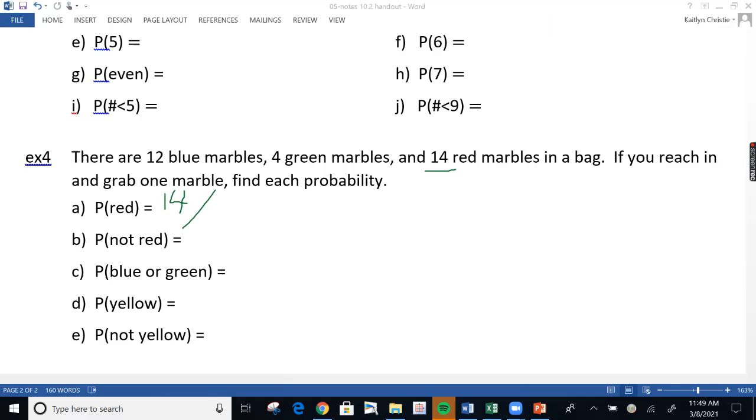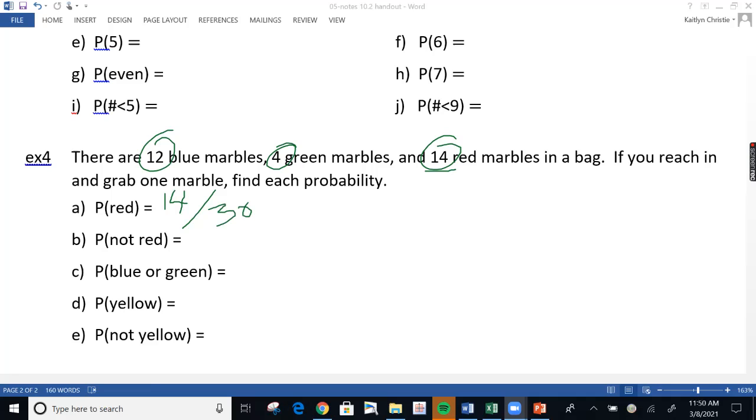To be able to figure that one out, we have to add 12, 4, and 14 together. When we do that, we get 30. So it is 14 out of 30.